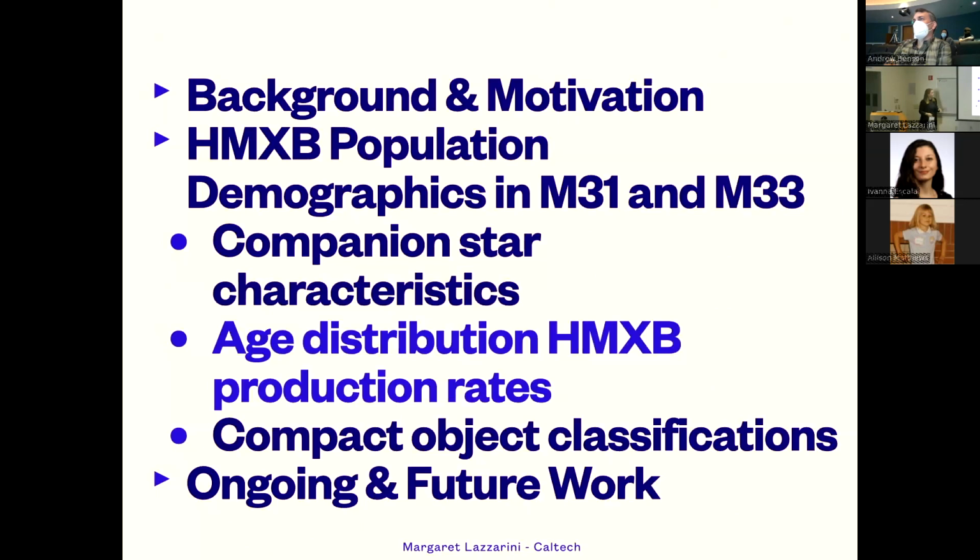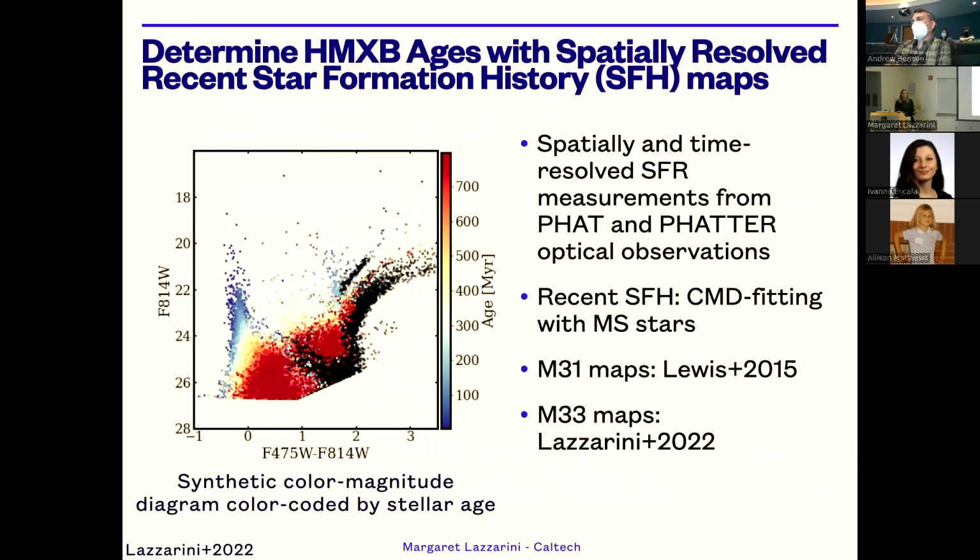So I'm going to talk now that we have identified our sample and we're able to narrow it down to our highest quality sample. How do we go about measuring the age distribution and the HMXB production rates? We use spatially resolved star formation history maps in M31 and M33 to do this analysis. To measure the spatially resolved recent star formation history in M31 and M33, these were done using the PHAT and PHATTER optical photometry, taking the galaxy and gridding it up into spatial bins.